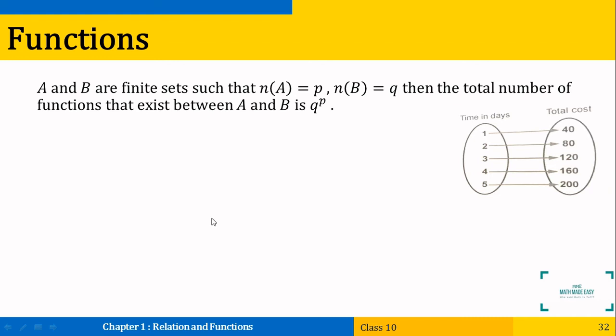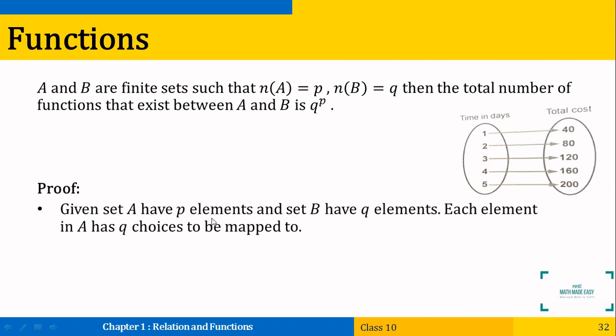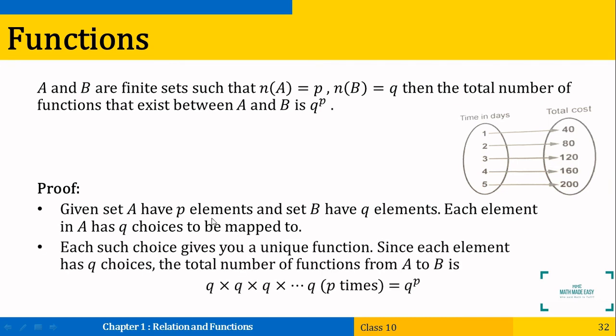Let us see how. The given set A has P elements and the given set B has Q elements. Each element in A has Q choices to be mapped to. We can't generalize every function to be f, we can map as we like, but the definition of a function should not be violated. So each element in A has Q choices to be mapped to. Each choice gives you a unique function, and each element has Q choices. The total number of functions from A to B is nothing but Q times Q.